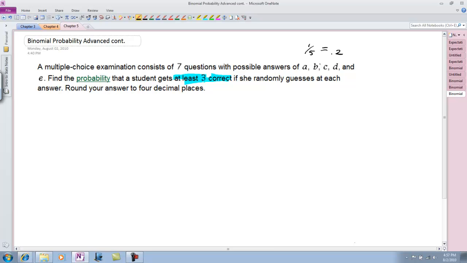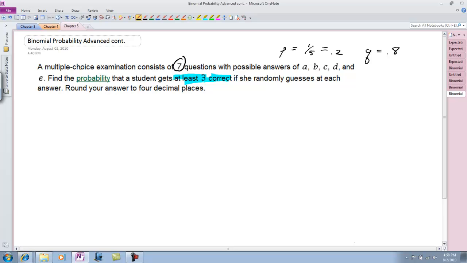How many trials do we have? We have 7 trials. And even though there's 5 possible outcomes, there's really only 2. It's reducible to binomial because you're either right or you're wrong. So P, your chance of being right, is 0.2. Q, your chance of being wrong, is 0.8, an 80% chance of being wrong. So they want to know the probability that they get at least 3 correct.